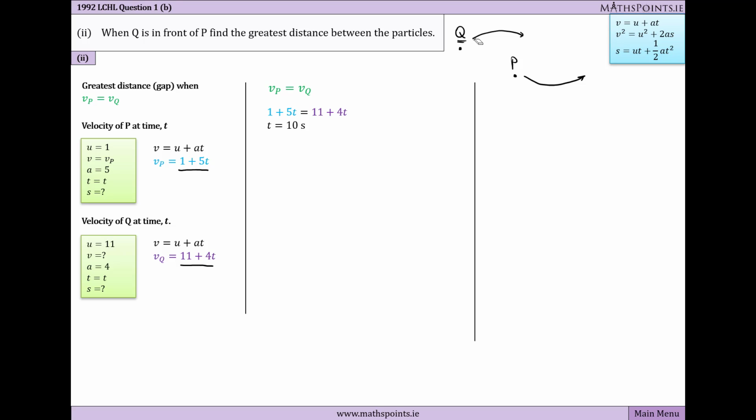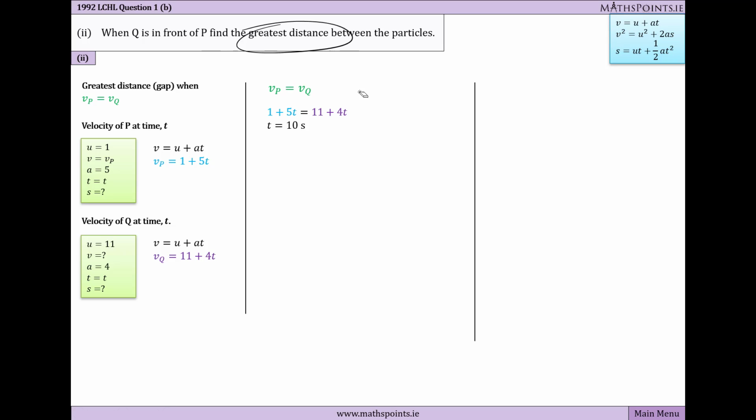So remember, Q overtook P after 3 seconds. After 10 seconds in total, that's when the greatest gap occurred, and then remember P narrowed that gap until 17 seconds, and then after that point P was forever greater. So it was at 10 seconds where the greatest gap occurred between the two particles. Now remember that the question wasn't to find the time it took for the greatest distance to occur, but to actually find that greatest distance.